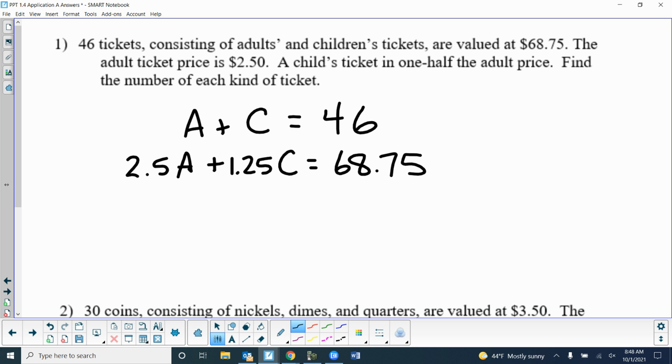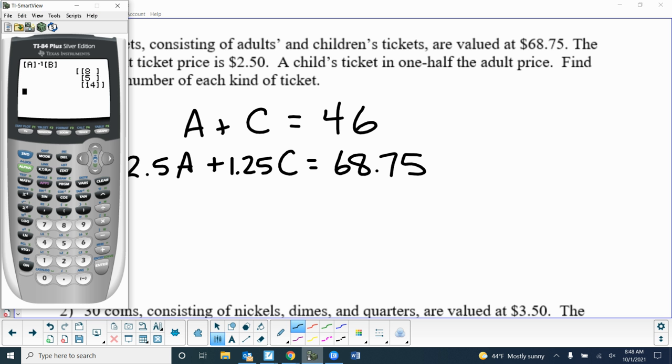And then I just go in to my calculator. So I have to change my dimensions when I do it. Second, matrix, edit, A, 2 enter, 2 enter. So it only gives me 4 spots. 1 enter, 1 enter, 2.5, 1.25, and then jump out of there. And then back in for B, edit, 2, and it's a 2 by 1, 46 and 68.75.